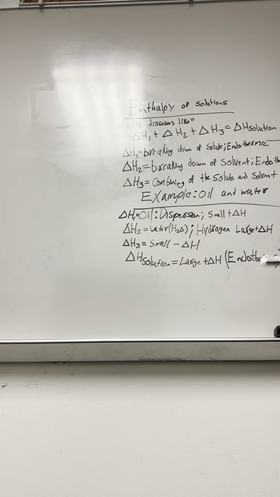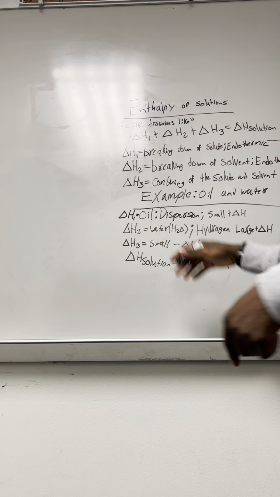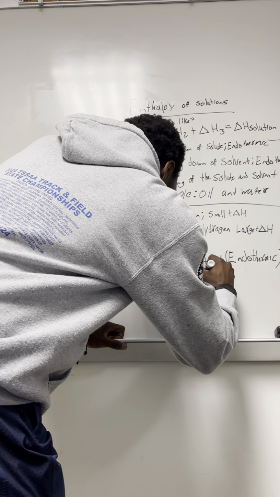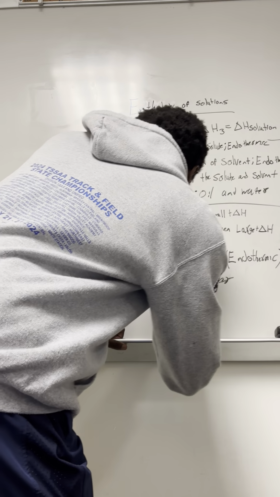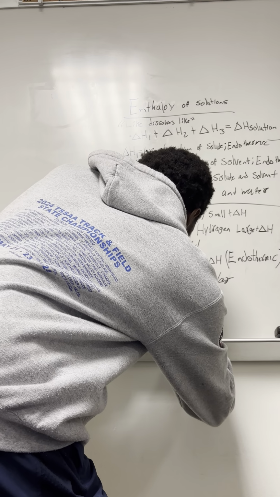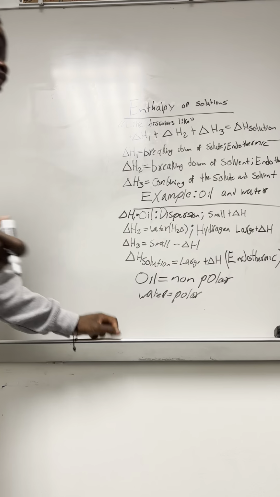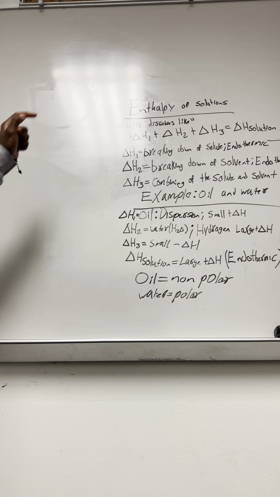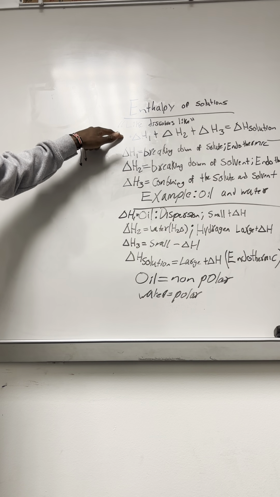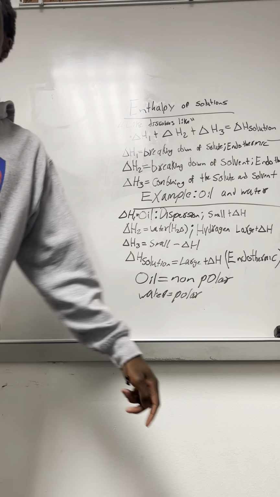If it's endothermic, we saw earlier that when something is endothermic, it is not favorable. So this is why oil and water do not mix well together, because oil itself is usually nonpolar, and water is a polar solvent. That's why these two won't mix. And this is how you would use this equation to express the dissolving of substances, and using their enthalpy to express if they would dissolve together or not.